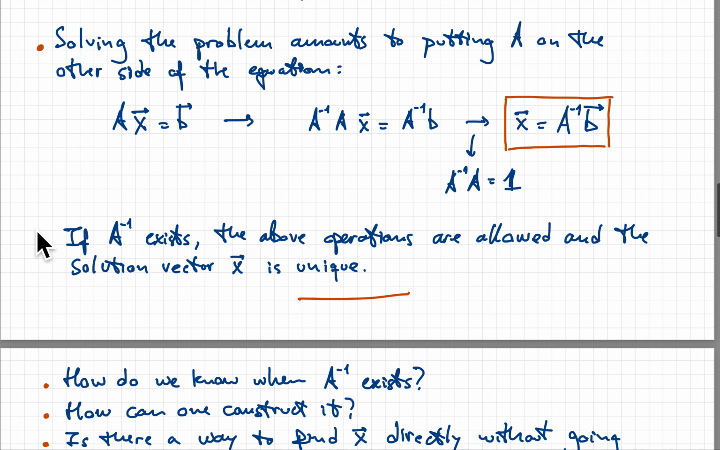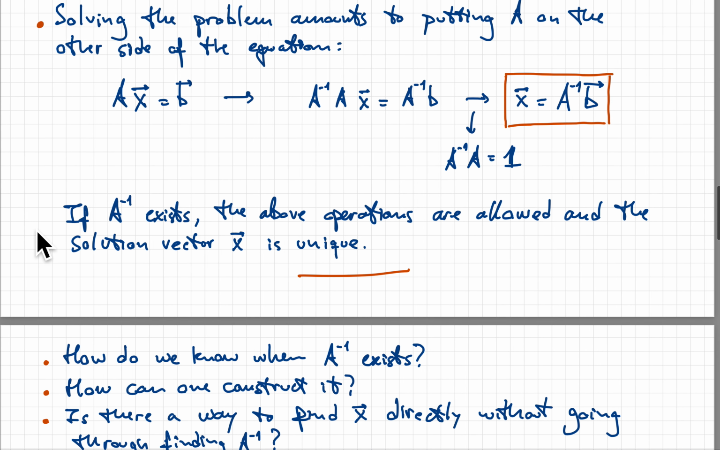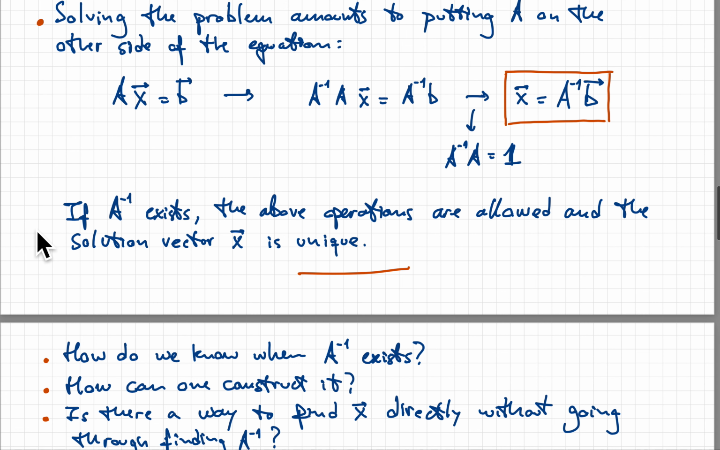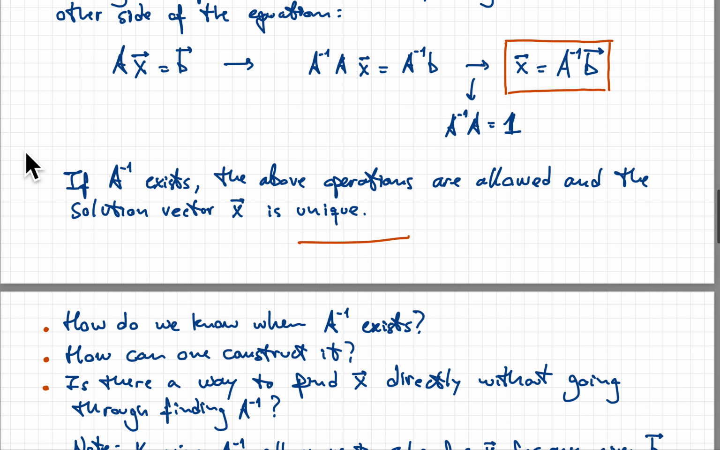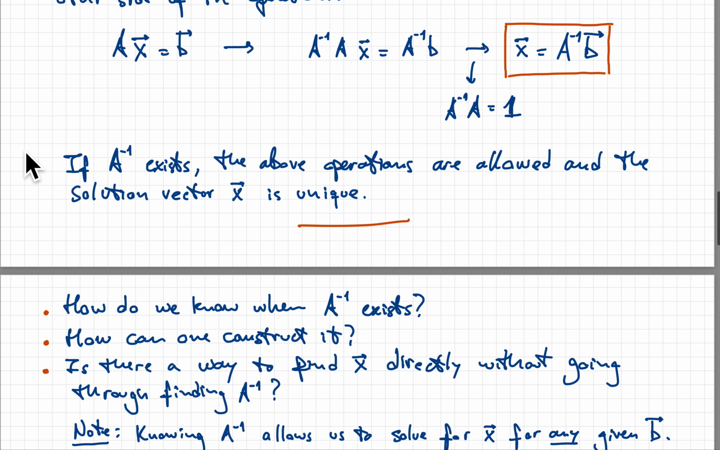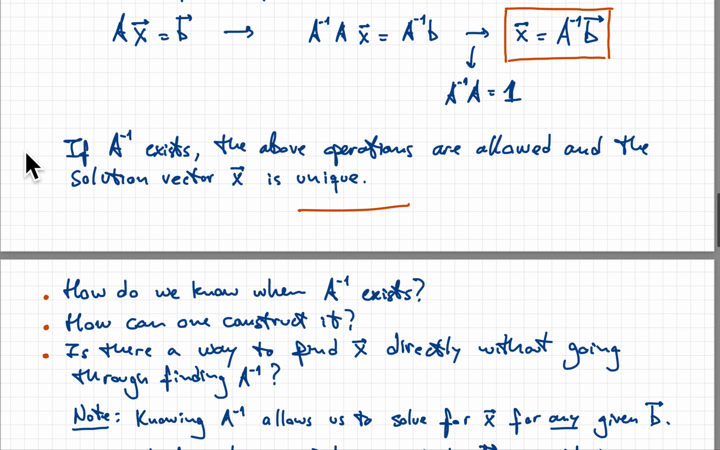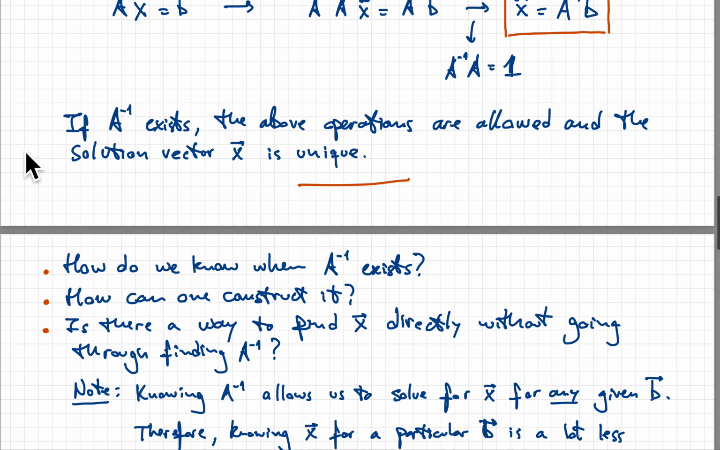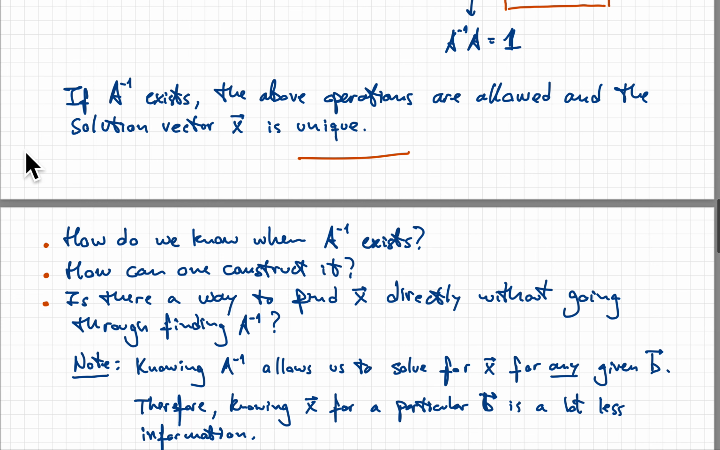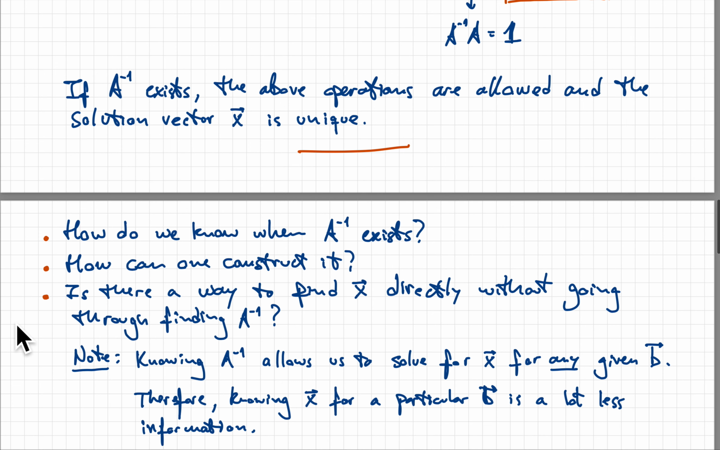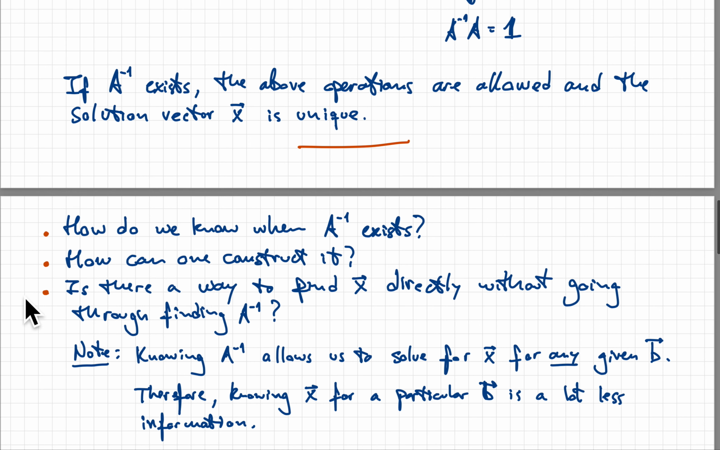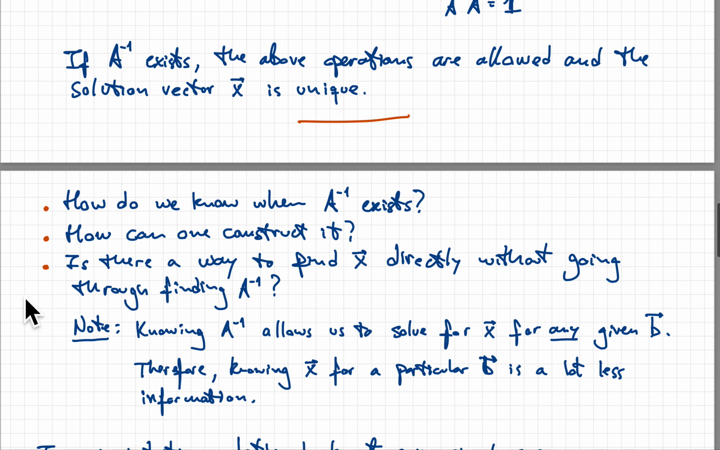So how do we know when this A inverse exists? How do we know when there's a solution and it's unique? This is usually what we want to find out. We want to solve a physical problem and we want to arrive at its unique solution. So how do we know that? If we don't know if it exists, can we try to construct it and see if we can arrive at a solution? Or maybe even better, can we find a way to find x directly without going through finding the inverse of A? There are ways to do all these things, and we'll see those in upcoming videos.